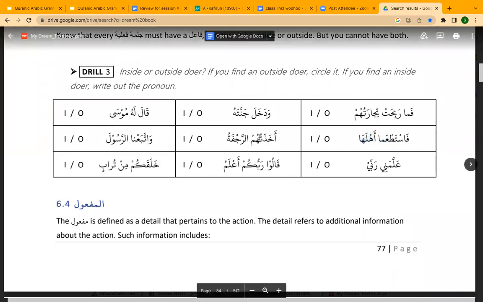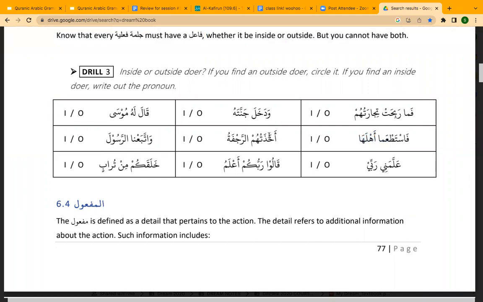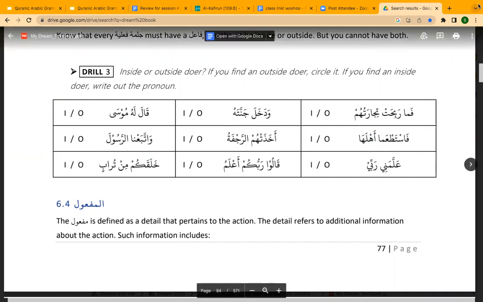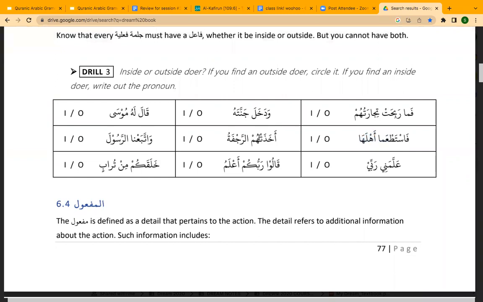So now let's do this one. Akhazathum. What do you think about this word? Is it one word or are there two words? Yes, there are two. Akhazat. What do you think about akhazat now? It is hiya, right? Akhazat is hiya. Hum is an attached pronoun. What will be the status of hum here? Every time an attached pronoun gets attached to a fail, it is in nasb status because it is a detail.